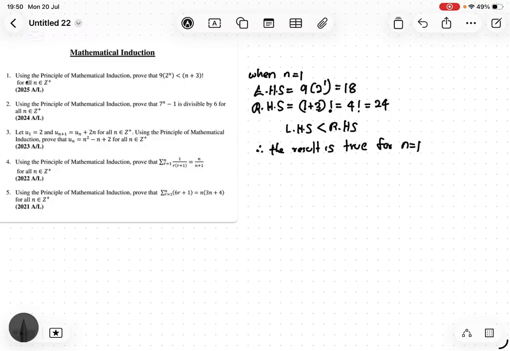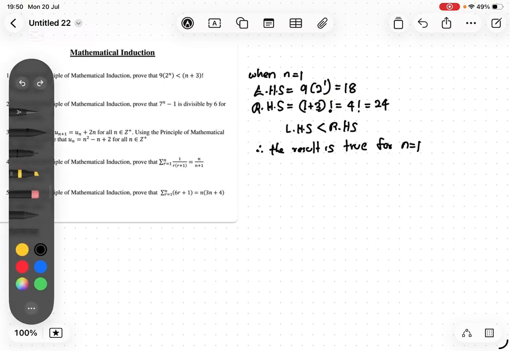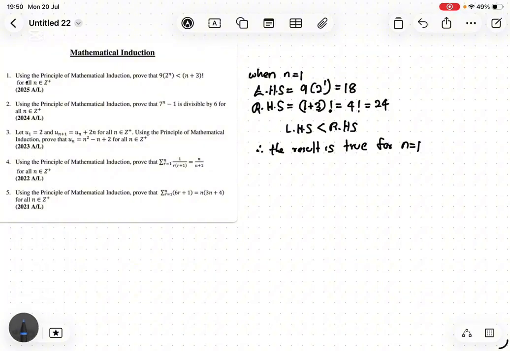Yes. Then if 18 is less than 24, the left hand side is clearly less than the right hand side. Therefore, this result holds, or is true, for n equals 1. That is true for n equals 1. Okay, so the first part is done. Now what should be our next step? We have to do the assumption, right?